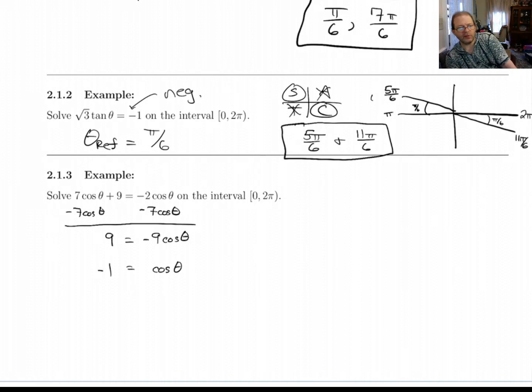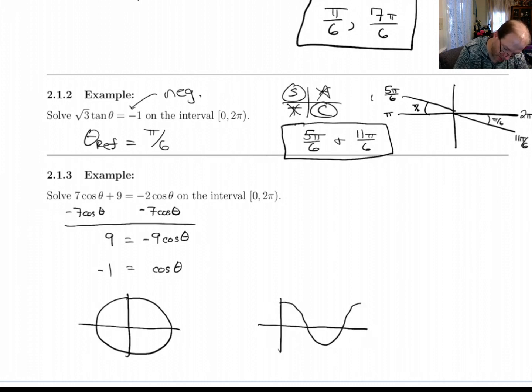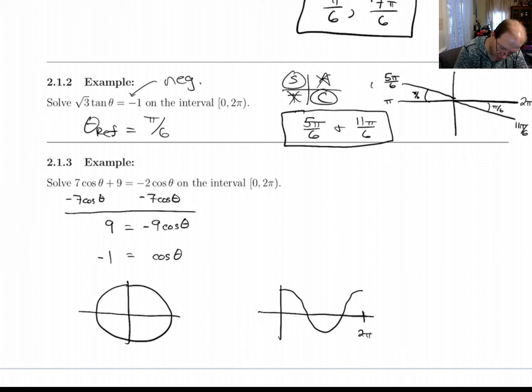All right, so since we've got negative 1 here, instead of looking at a reference angle, let's look at either the unit circle or the graph of cosine. Whichever way you feel better, go with it. All right, so on the unit circle, remember the coordinates are cosine theta, sine theta. So cosine is the x-coordinate, so we're looking for where the x-coordinate is negative 1. Well, over here. So this is my solution here at pi.